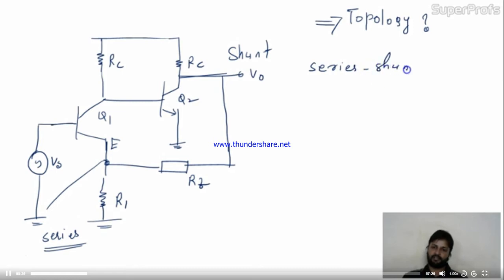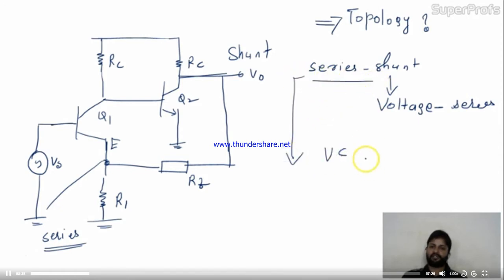Series shunt. The other name of series shunt: voltage is shunted at the output, and input is series. Okay, friends. So this is another name. And in terms of source, series is voltage control, shunt is voltage source. So this is voltage control, voltage source. This is the voltage amplifier.